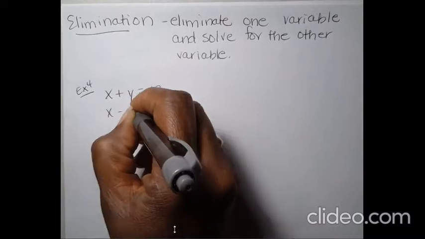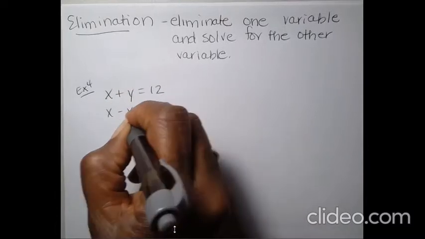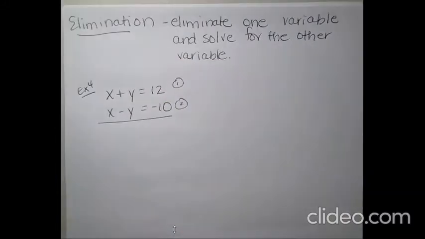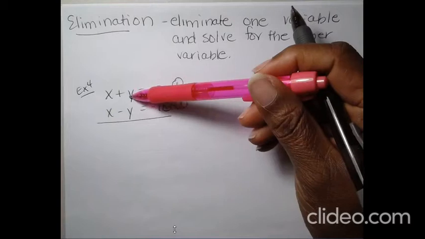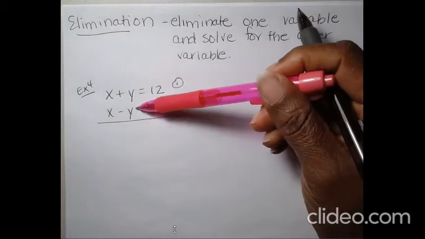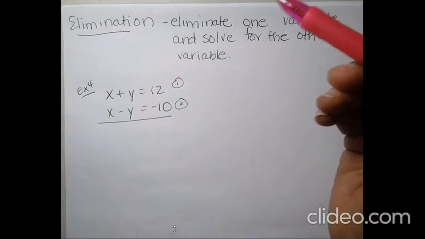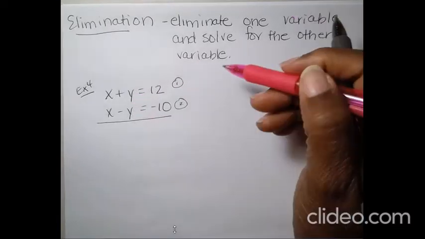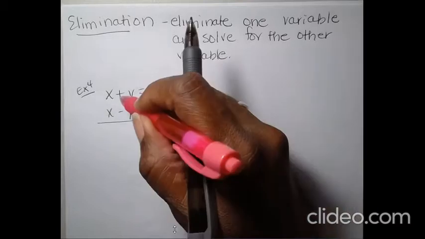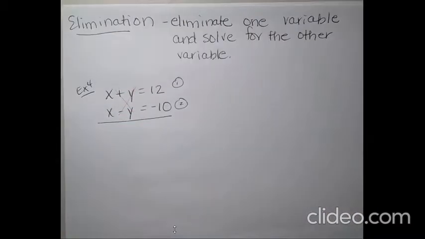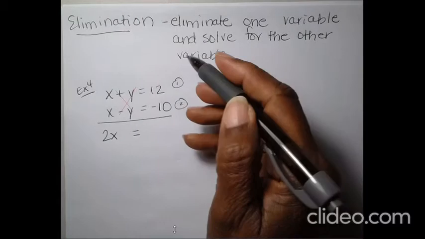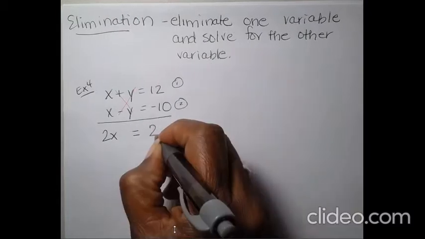The elimination method is similar to adding and subtracting, but you have to make sure that you have a variable that is equal and opposite. So you have a plus y, a minus y. Now you can add these two together. Plus y, negative y, these two together eliminates that. And you're left with 2x equals 12 minus 10, which is a positive 2. Divide both sides by 2, and you're left with x equals 1.